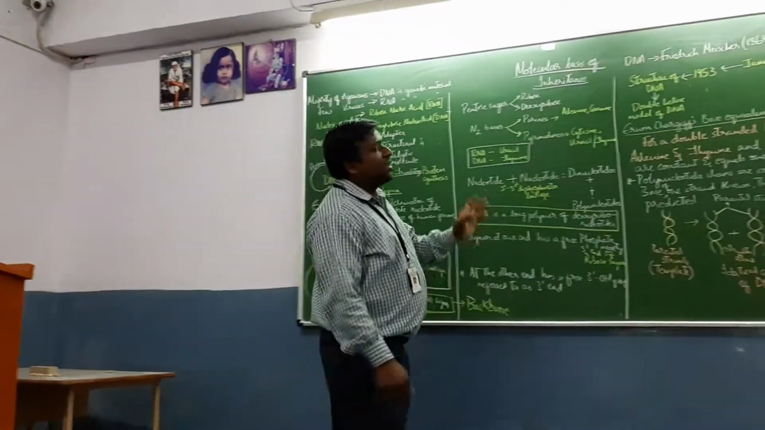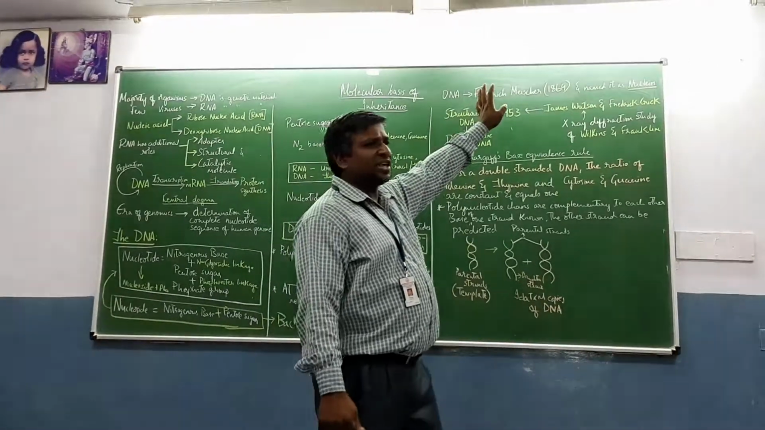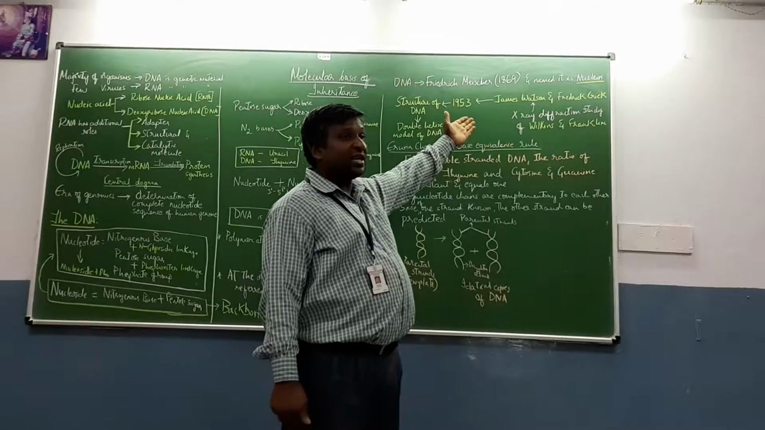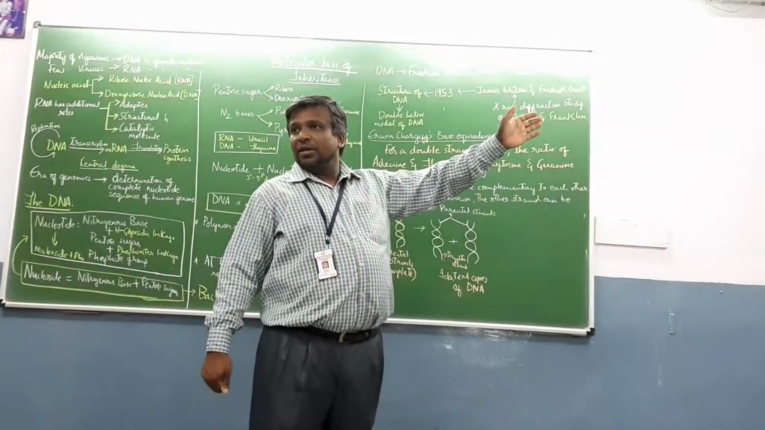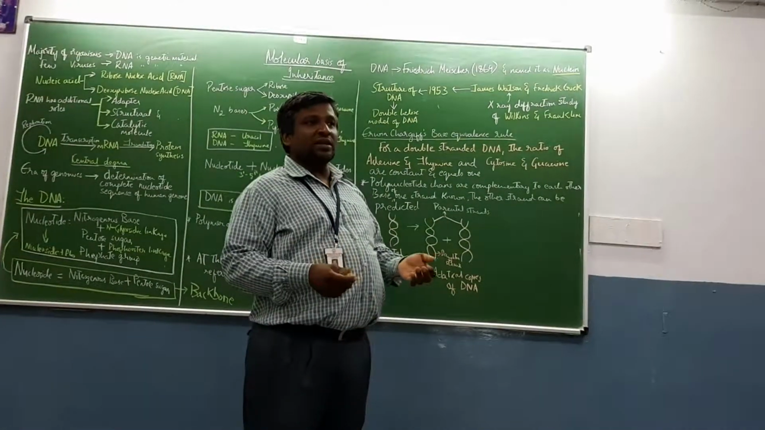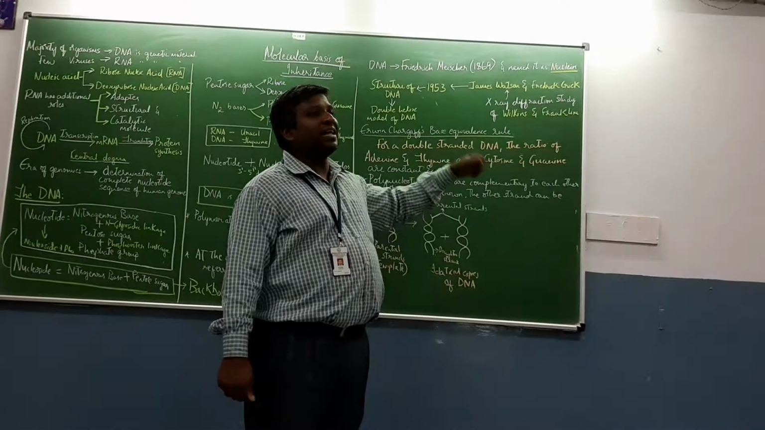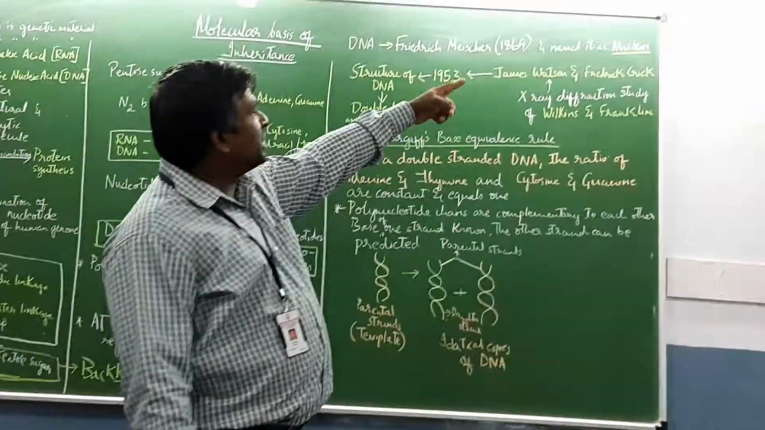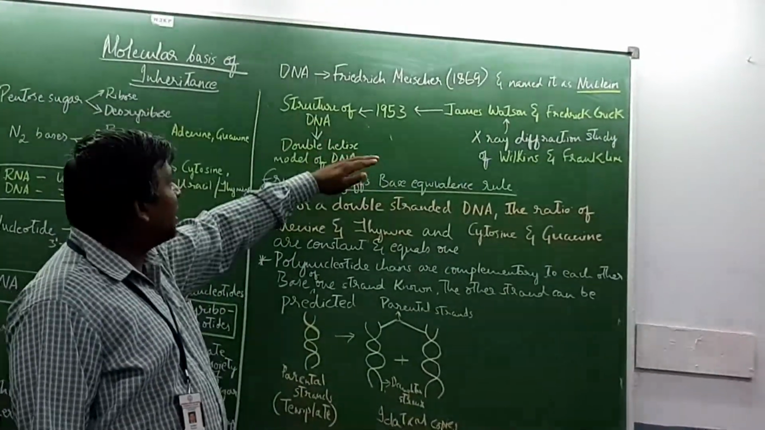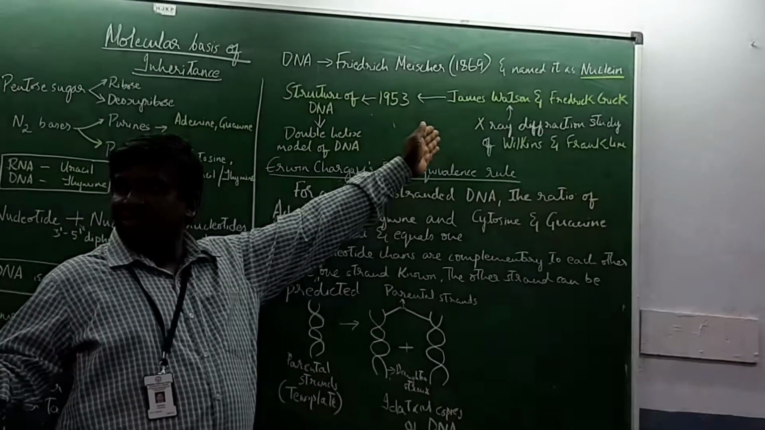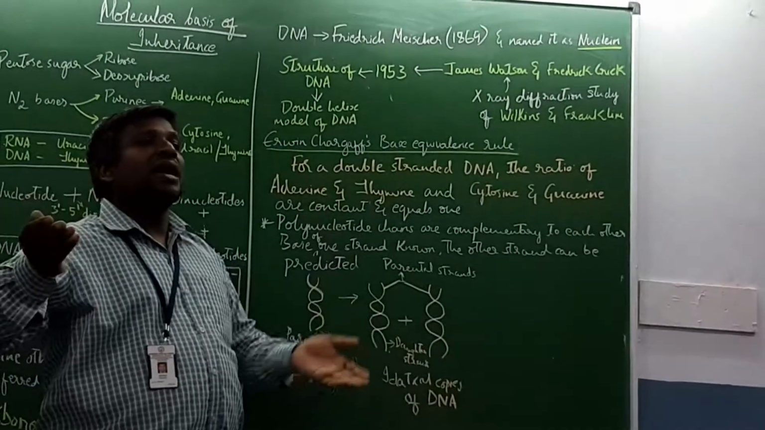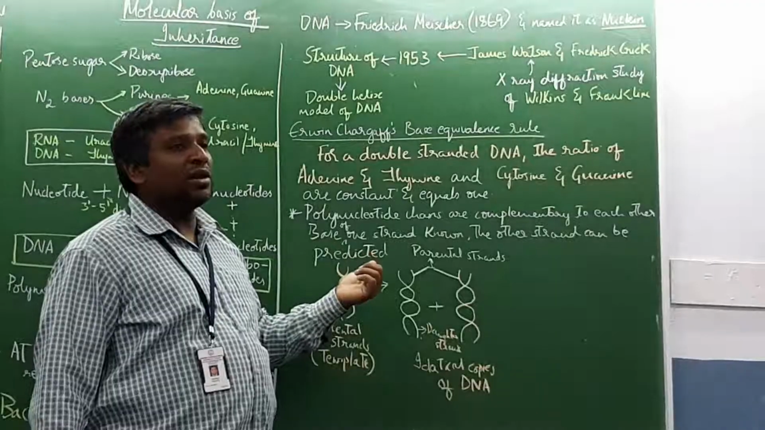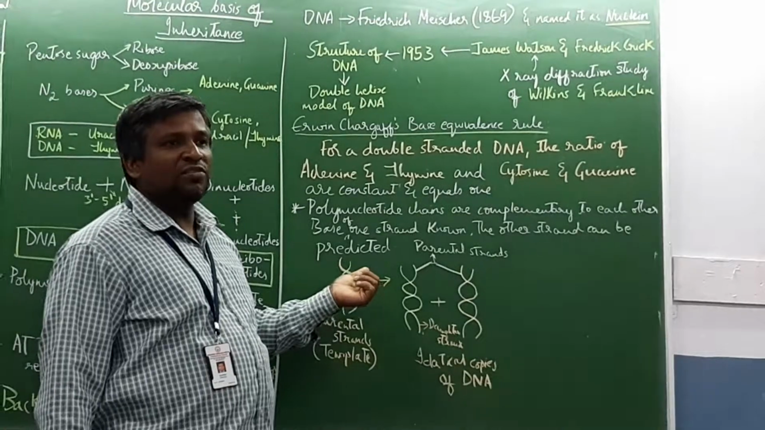Remember, nucleic acids were discovered by Frederick Meister. DNA was studied by Frederick Meister in 1869, but there was no progress further. He called this nucleic acid nuclein. He did not even term it nucleic acid; instead he was using the term nuclein. Then in 1953, they analyzed and put forth the structure of DNA, the double helical model of DNA.